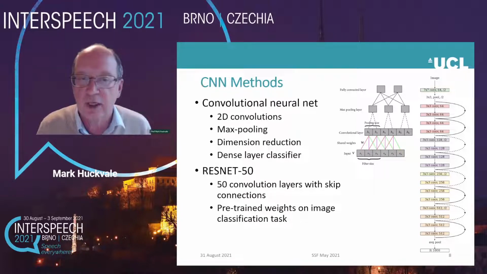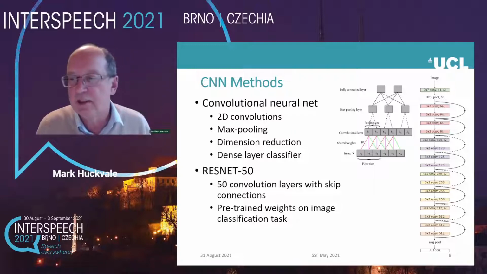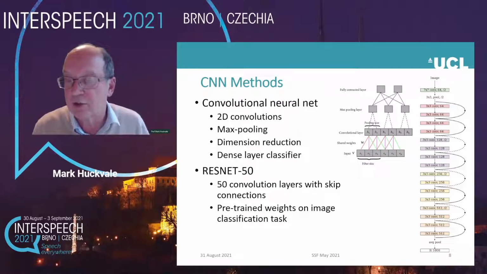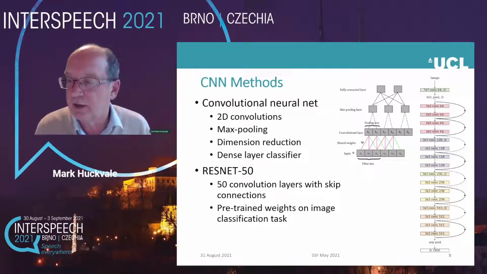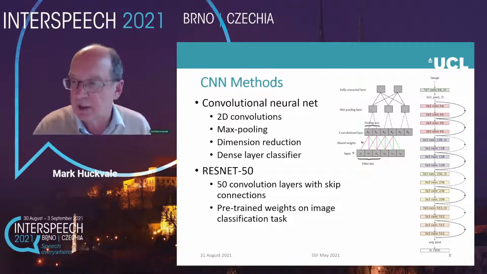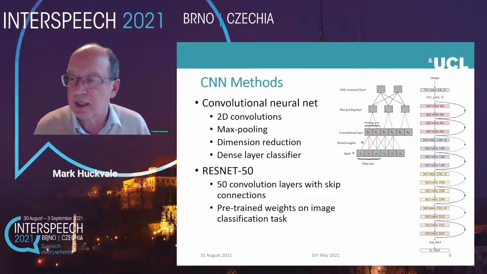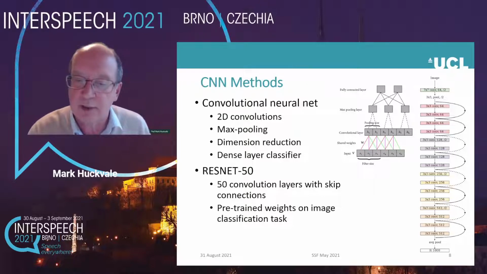and a final dense layer for classification, whereas the ResNet classifier was a pre-trained classifier that was trained on ordinary images, not spectrograms, in which the topmost layer of the classifier is removed and replaced with a dense layer, which is then trained for this particular task. So effectively, it's using some of the low-level feature extraction that you would use for image classification for the task of spectrogram classification.